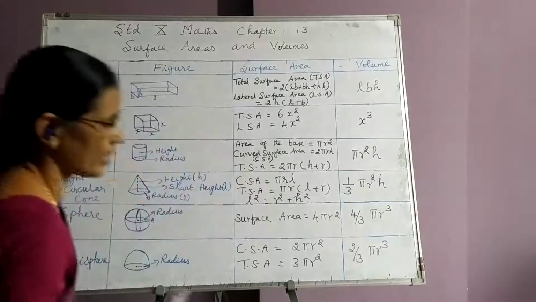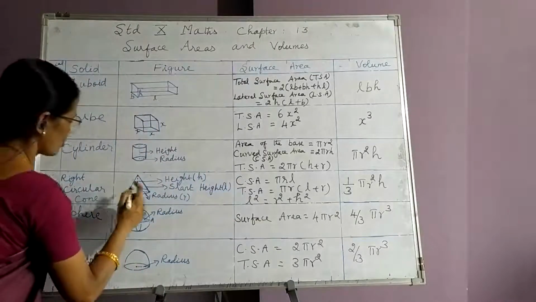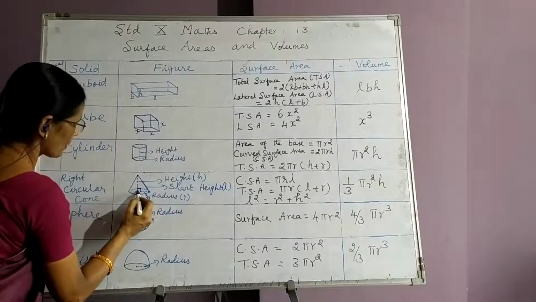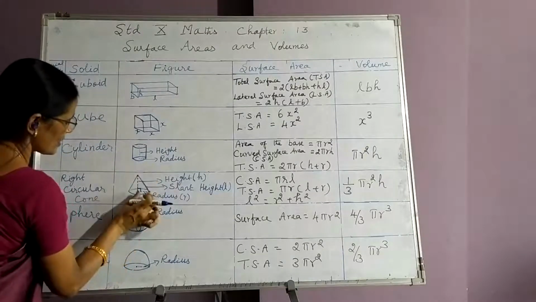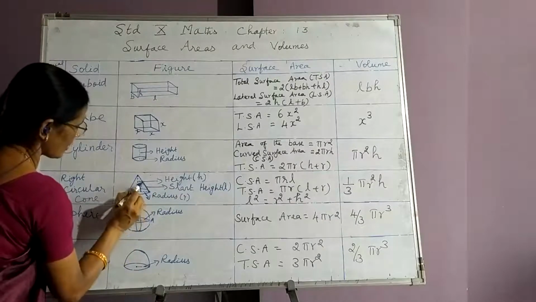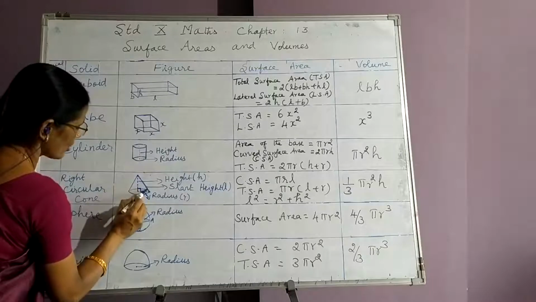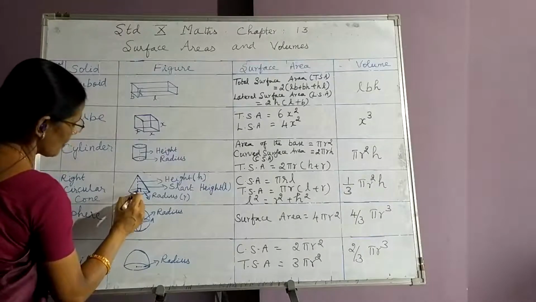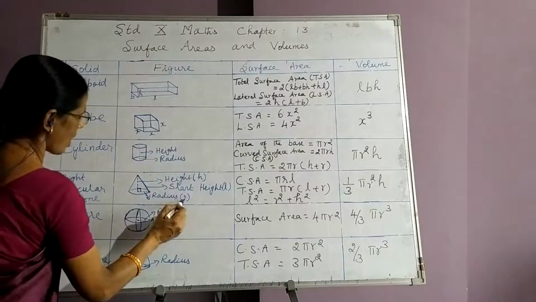The angle between the radius and the height, here we are going to take 90 degrees. We know this is the height of the cone or altitude of the cone. This is the radius of the base of the cone, and this is the slant height. The slant height is denoted by L. This altitude or height is denoted by h, and this radius is denoted by r.